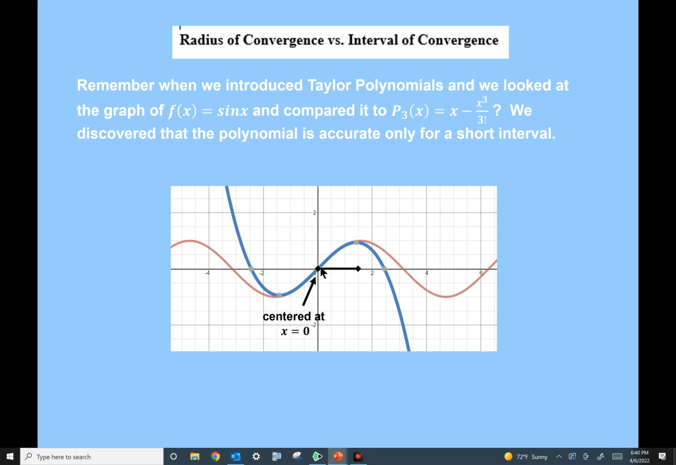So that means you can go to the right that many units, you can go to the left that many units, and that is how long the polynomial will remain accurate for the sine function. And then, again as a matter of vocabulary, the entire interval, from the negative side to the positive side, is called the interval of convergence. By convergence, we mean how long the polynomial will remain accurate in predicting the particular function, in this case, the sine function.